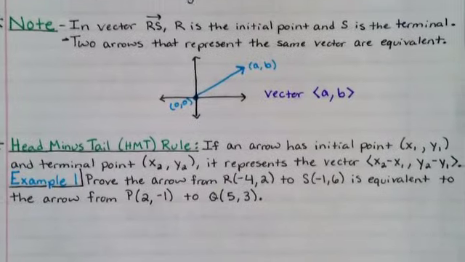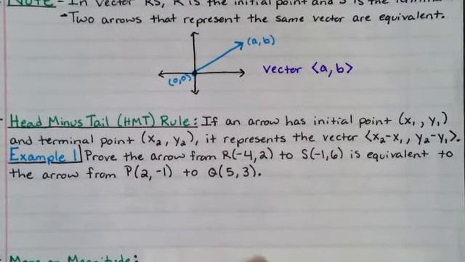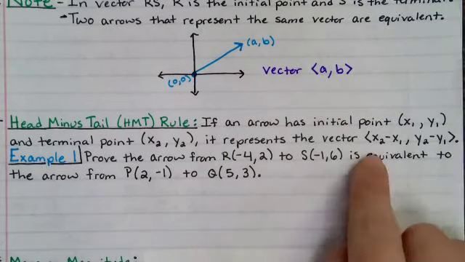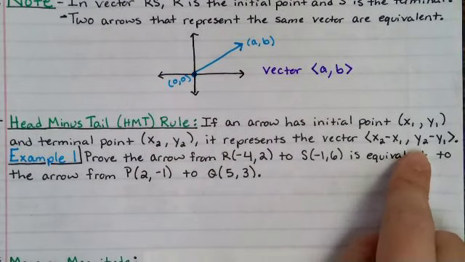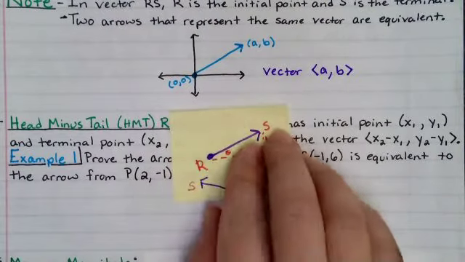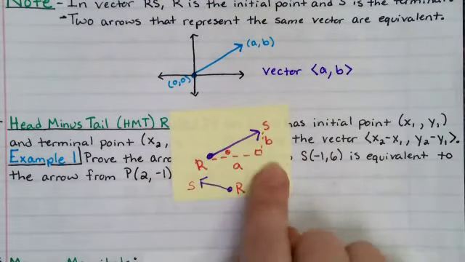All right, we got another rule here, and then we got an example we're going to actually work. So the head minus tail rule is something that we're going to follow. If you don't have it in component form, it can be helpful to put your vector in component form. So you'll see here, they've said that an arrow has an initial point, x1, y1, and a terminal point, x2, y2. It represents the vector, and then here is showing you the component form. I want you to think about it, though. If I take this vector that I've been talking about, and if I were to say, okay, I want to know what the A and the B are.